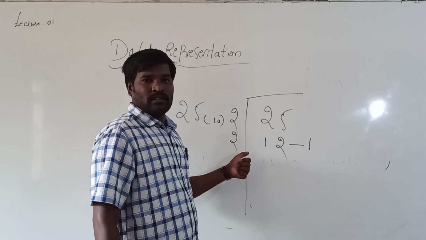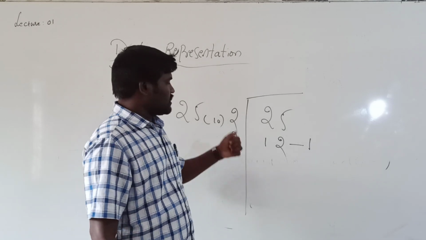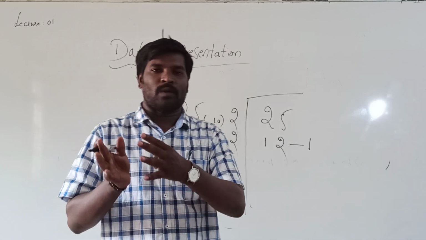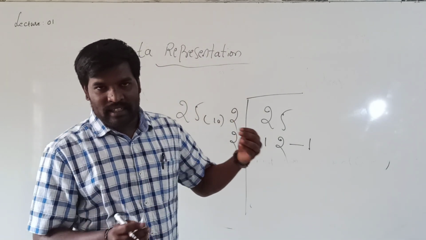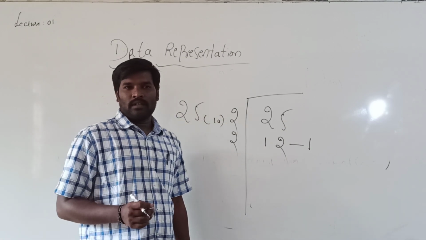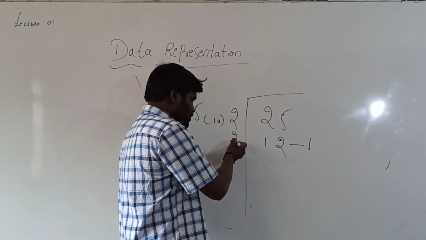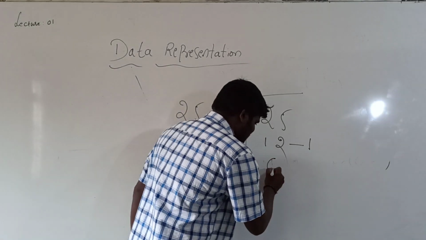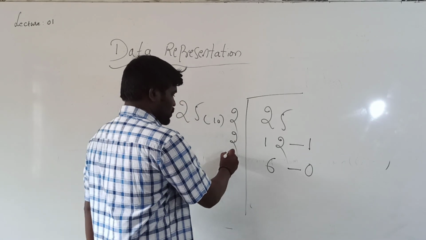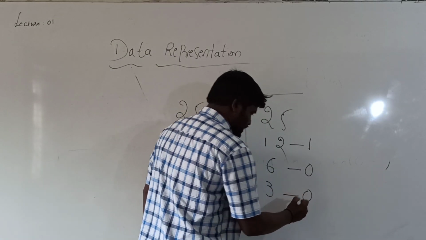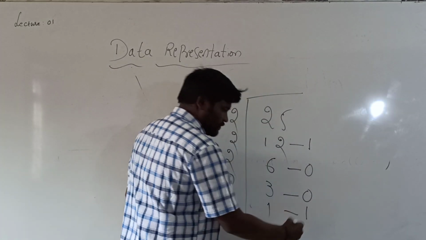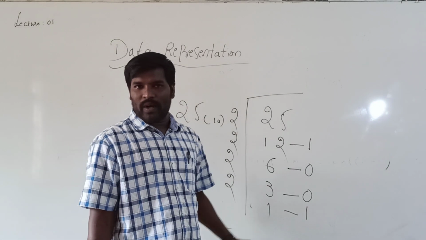Next, again 2. Don't take 5 or 3 or 4 like that, because always the base of the binary is 2. If you want to convert from decimal number to binary number, just divide the given number by 2 only. Next, here 12 is there, 2 6s are 12, the remainder is 0. Again 2 3s are 6, remainder is 0. Again 2 1s are 2, remainder is 1. Next it is not possible to divide.